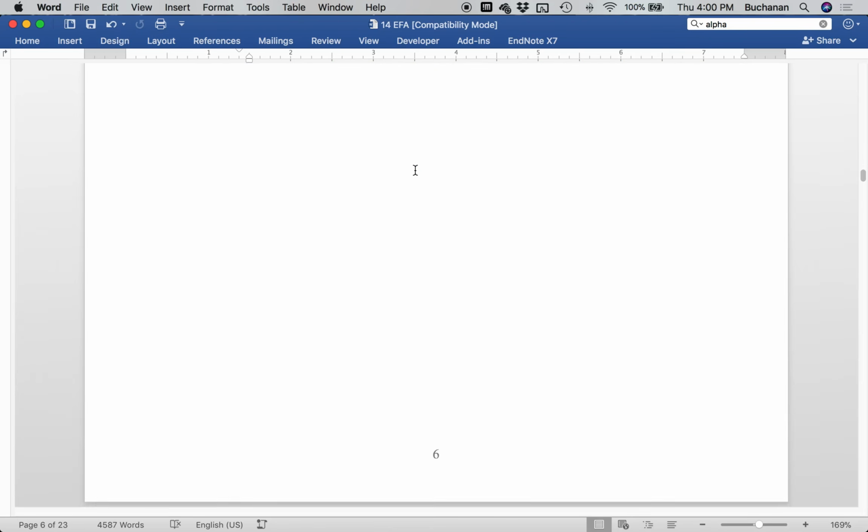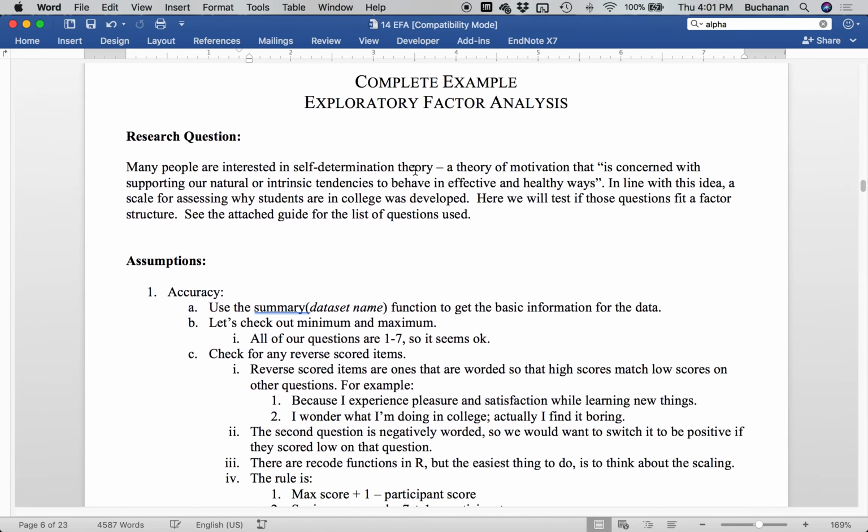Okay. So what we'll do now is walk through an example of that using self-determination theory and work on running a complete exploratory factor analysis. So let's now get into the complete example of an EFA. A lot of people are interested in self-determination theory, where motivation is determined by intrinsic, maybe extrinsic factors.